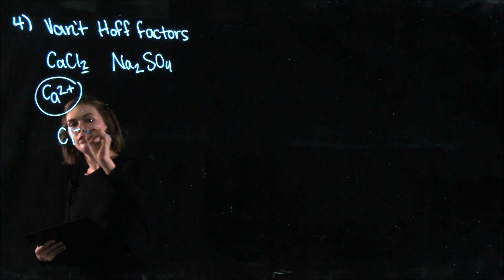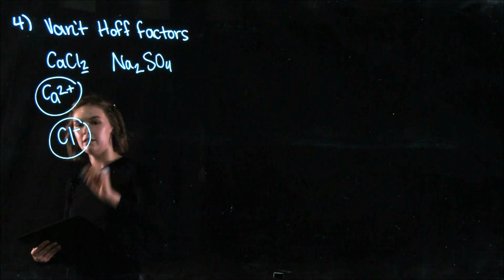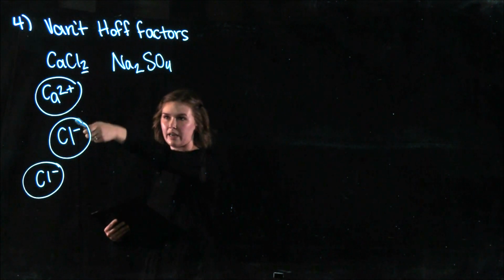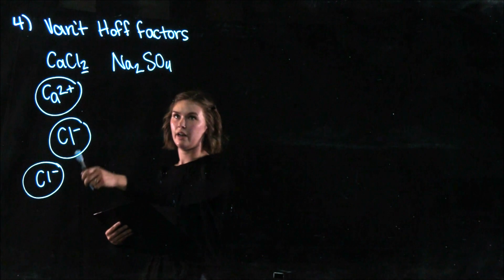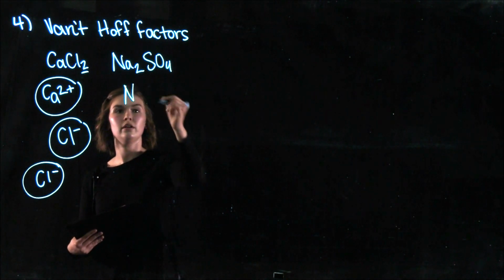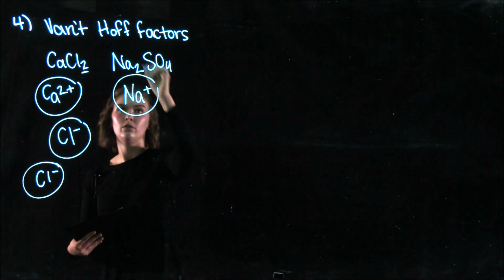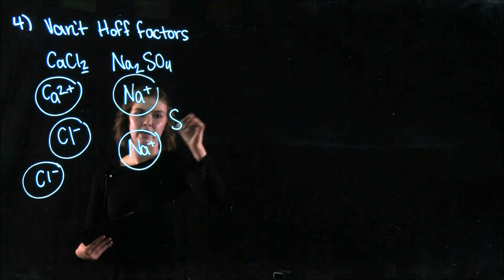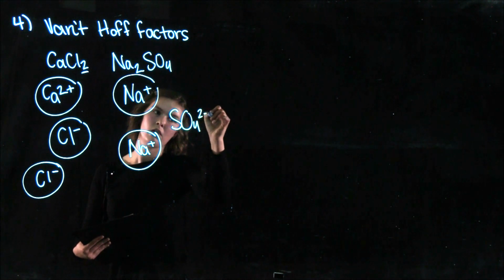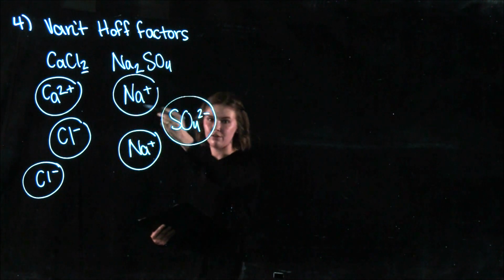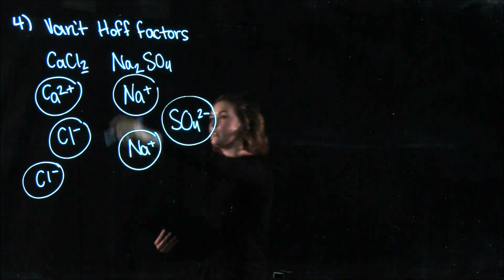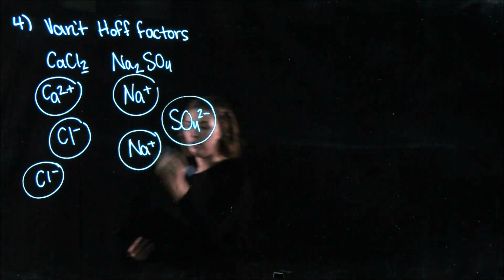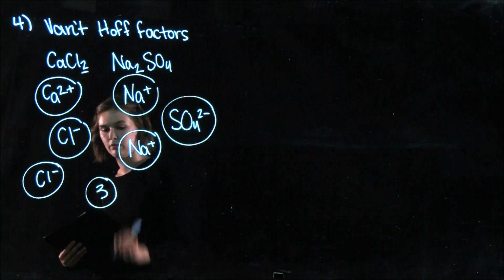So we're going to have chloride ions. You have a calcium 2 plus, and then 2 chloride ions. And for this one, we have a sodium ion, another sodium ion, and then a sulfate ion. Like that. So for the Van Hoff factor for both of these, you just count your ions. For this one we have 1, 2, 3. For this one we have 1, 2, 3. So the Van Hoff factor for both of these is just 3.